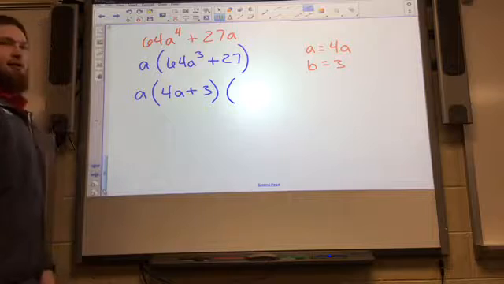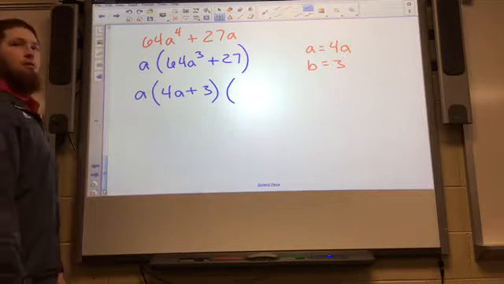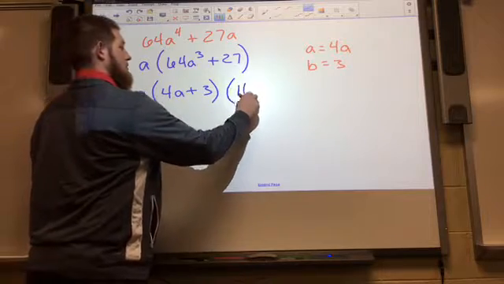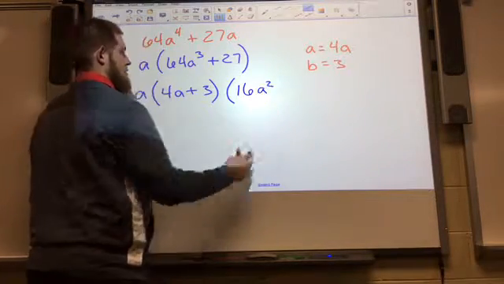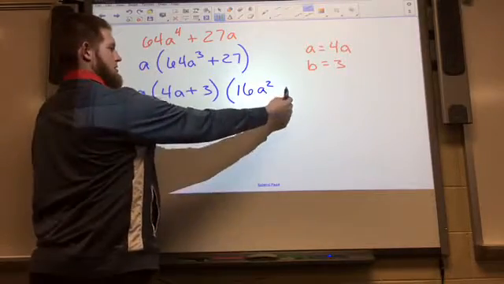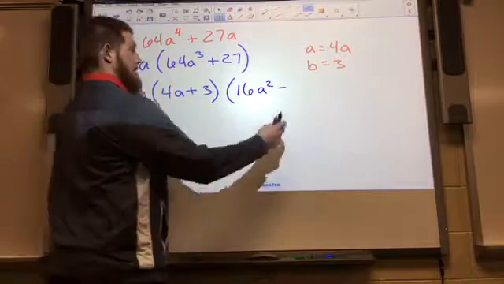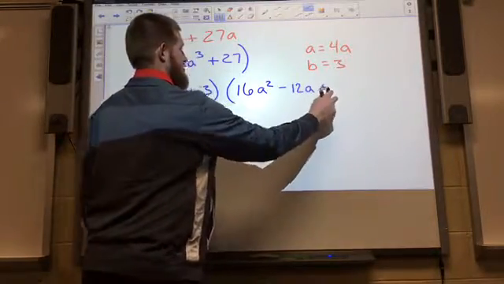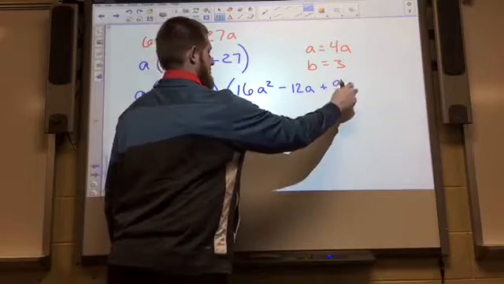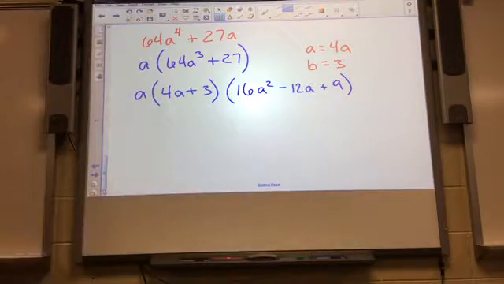Okay, and then it's a squared, which is 16 what? A squared. Is this one a plus or a minus now? Minus ab, which is 12a, plus 9. Now that one's a little bit harder to check, right?